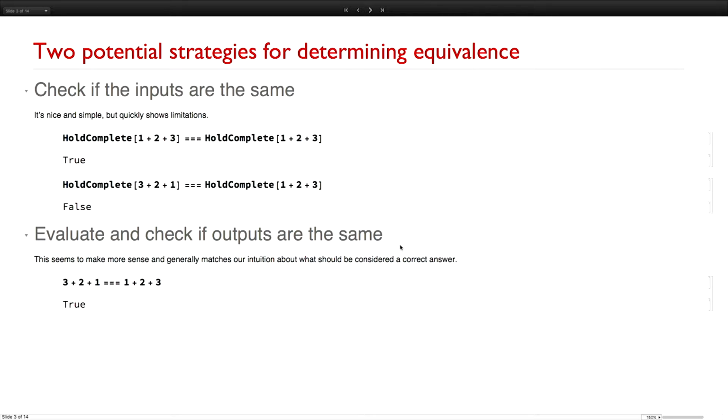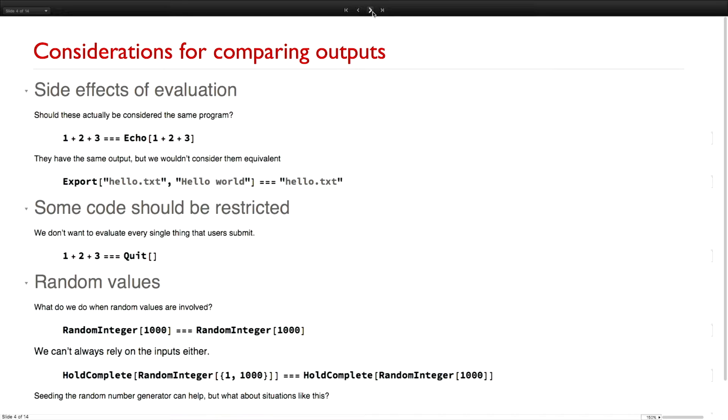Another way of determining equivalence, which is probably the intuitive way people would think of doing this, is you just evaluate code and see what you get for the output. Obviously, that makes sense here. It'll allow things that are equal. It makes sense for arithmetic. But there are some things you need to be concerned about when using that approach, especially when you're running a publicly available API in the cloud.